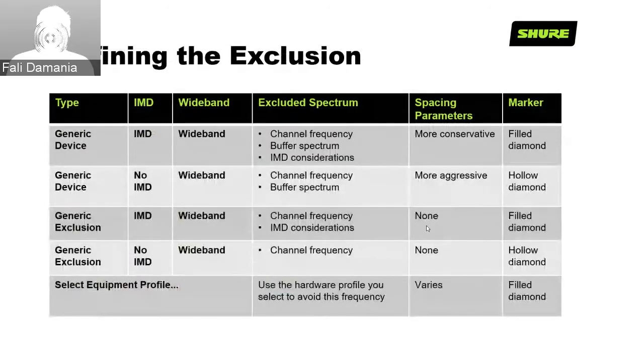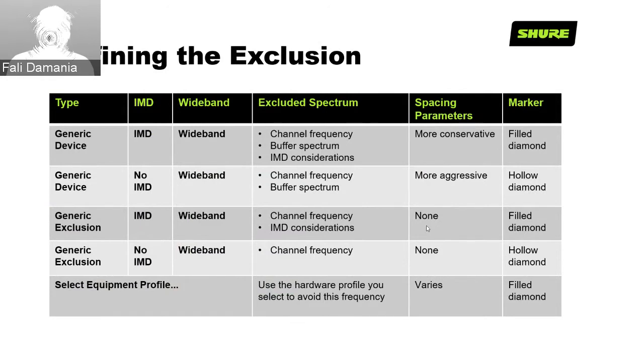Now, an exclusion can be one of the following. It can be a generic device. It can be a wideband generic device. It can be a generic device, but that does not cause intermodulation. So think of it this way. A generic device that causes intermodulation could be maybe an open wireless microphone, an open transmitter that's very close to your stage. The chances are that microphone could come in contact with one of your main performance microphones and could cause intermodulation. So that's how you will describe a generic device, IMD, basically saying a generic device that causes intermodulation.